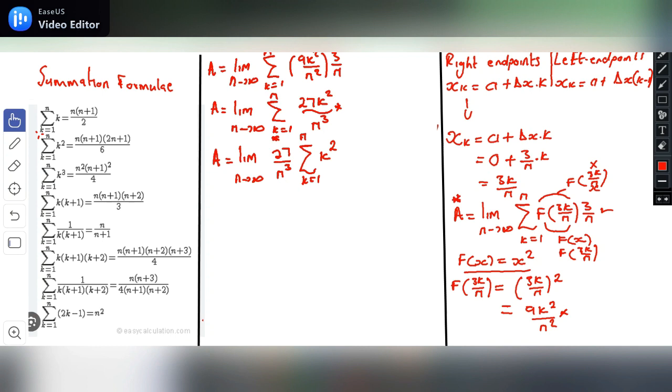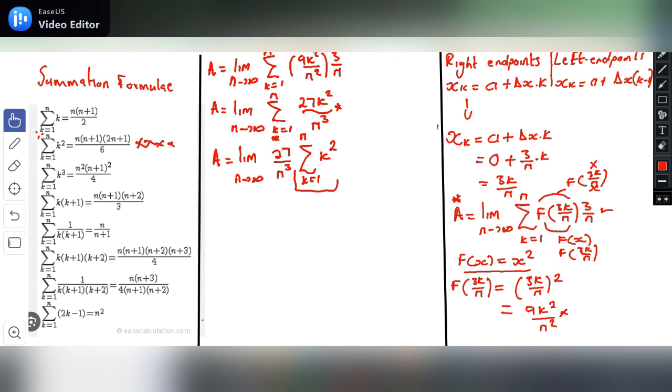So if you now check this formula here, and then check the summation formula of k squared, it is the same thing. Can you guys see it? Number 2, here it is.